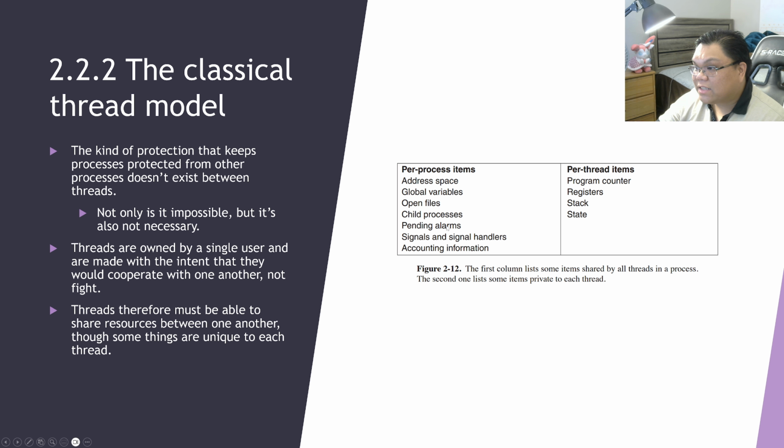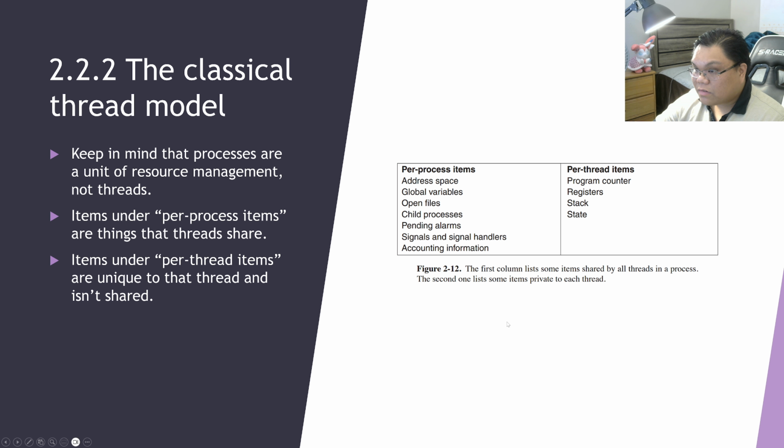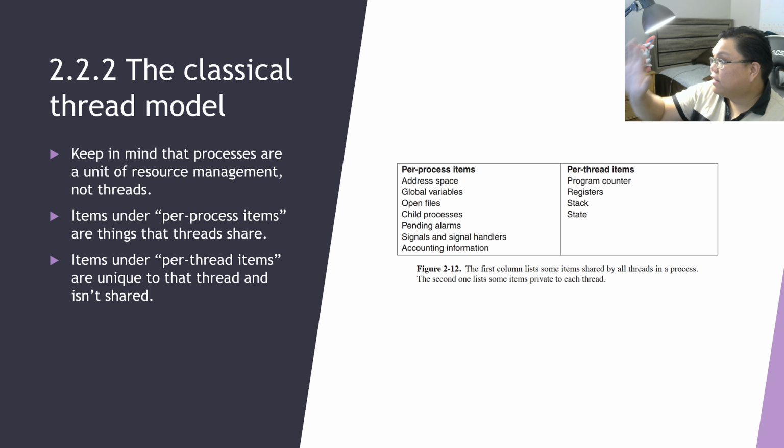So, at the process level, there are several things that are shared between all threads: the address space, the global variables, the open files, and all that. However, there are a few things that are unique to each thread, such as the program counter, its registers, its stack, and its state. Keep in mind that you should think of processes as units of resource management. Threads are not this unit of resource management.